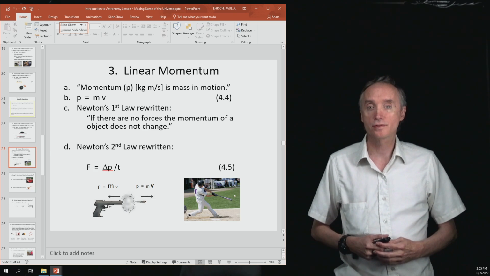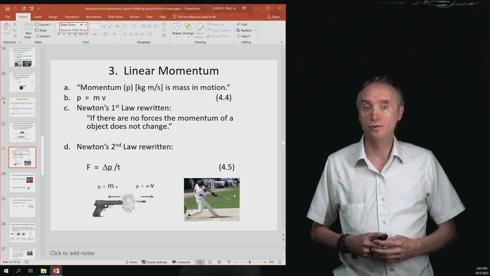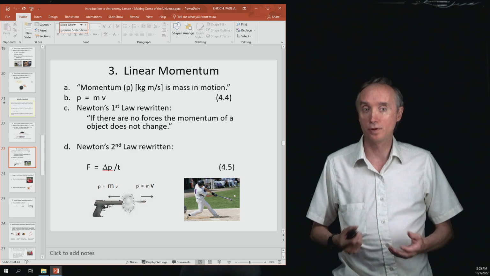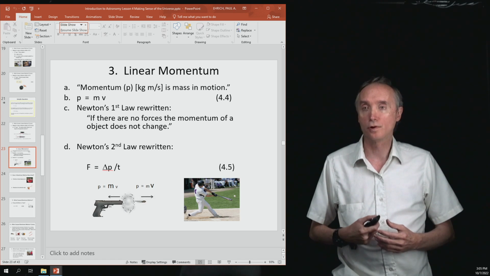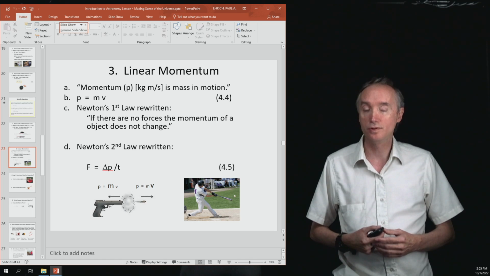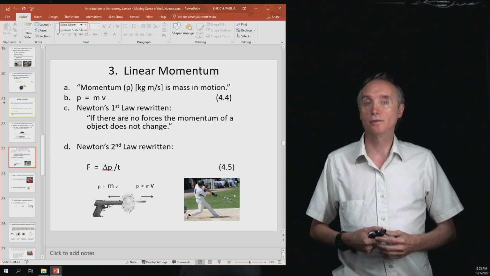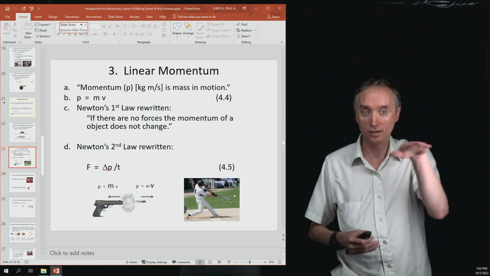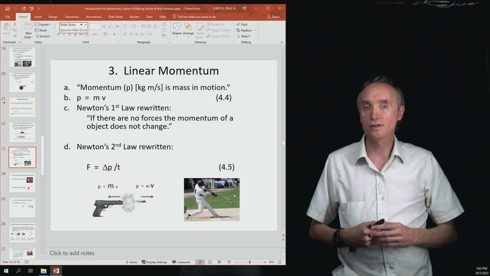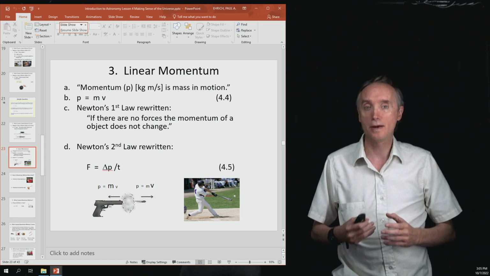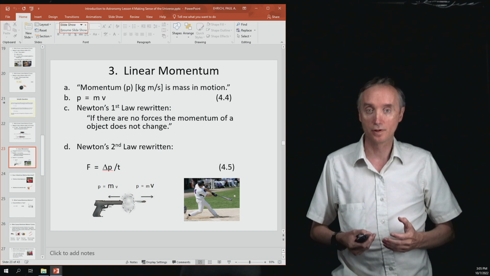In our last segment, we were talking about Newton's laws of motion. Newton's laws of motion can be used to describe the motion of an object. Another way of rewriting Newton's laws of motion is by using the concept of linear momentum. Linear means, again, that it's going sideways. So momentum is defined to be mass in motion.